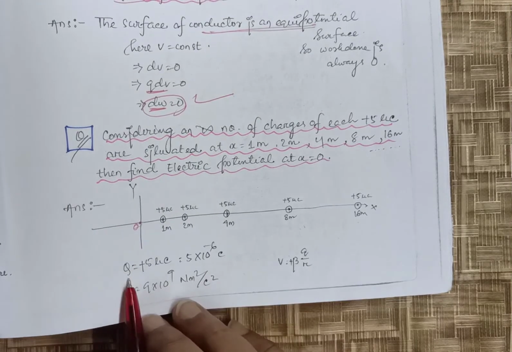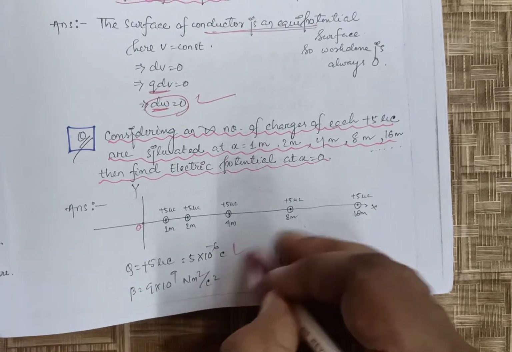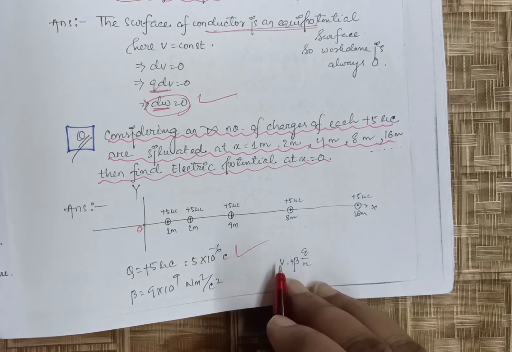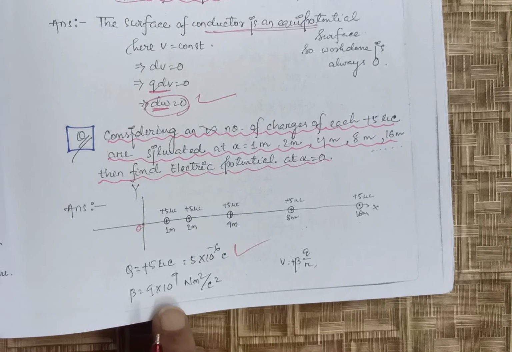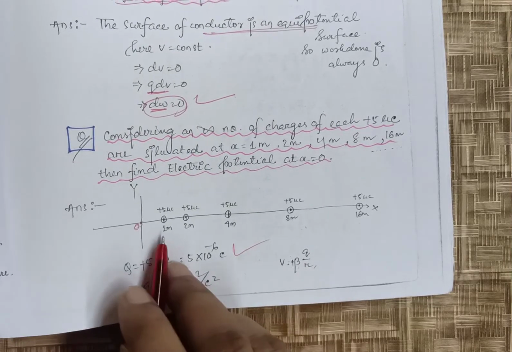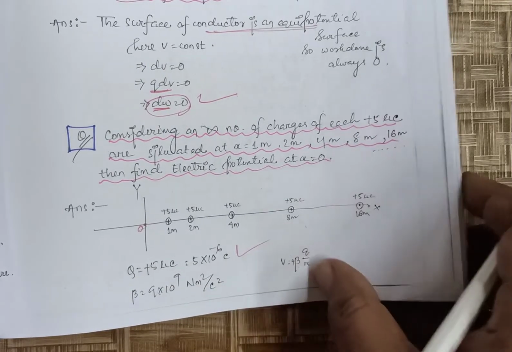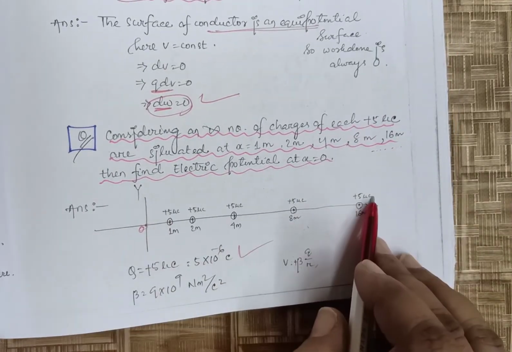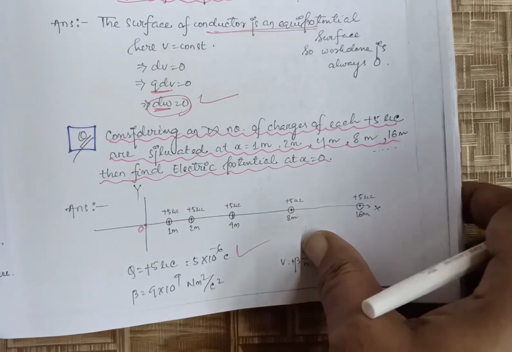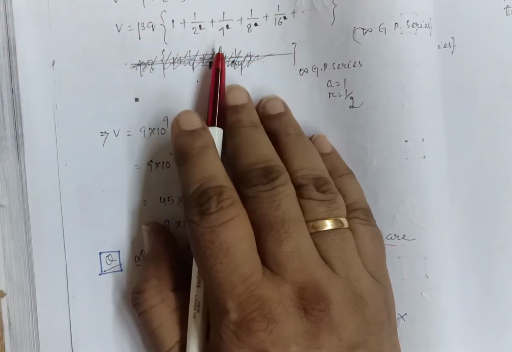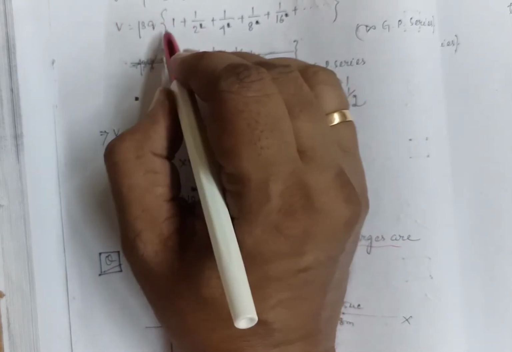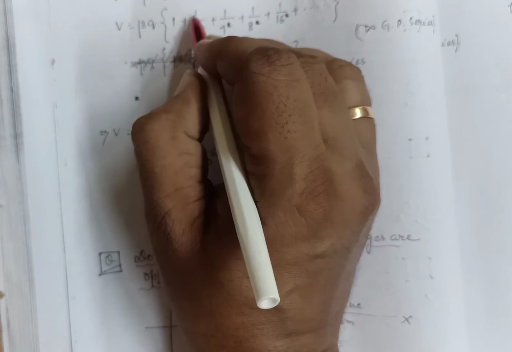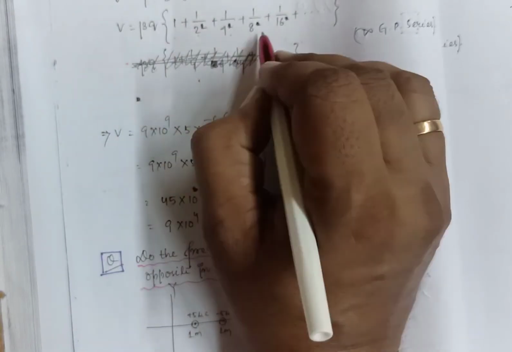First note the data: Q is plus 5 microcoulomb, convert into coulomb. We use the formula V equals k Q by r. k in the SI system is 9 into 10 to the power 9. R values are 1 meter, 2 meter, 4 meter. While we calculate electric potential, as all are positive charges, we put the sign plus for all the source charges. So V is equal to V1 plus V2 plus V3, all plus. k and Q are taken common outside. The first term is kQ by 1, the second is kQ by 2, then 4, then 8, then 16.